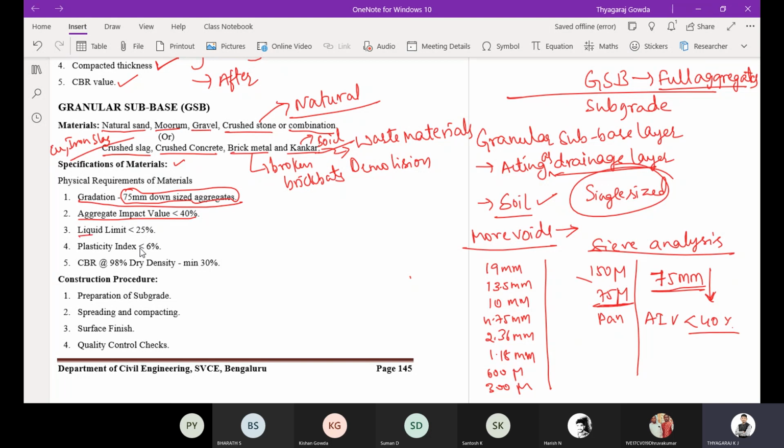Then comes the liquid limit. When it comes to liquid limit, it is when we are using soil. When we are using the soil as a GSB layer, that is gravel or murram, there you are going to check for liquid limit and plasticity index. So liquid limit should be less than 25%, plasticity index should be less than 6%, and CBR at 98% dry density, minimum 30%.